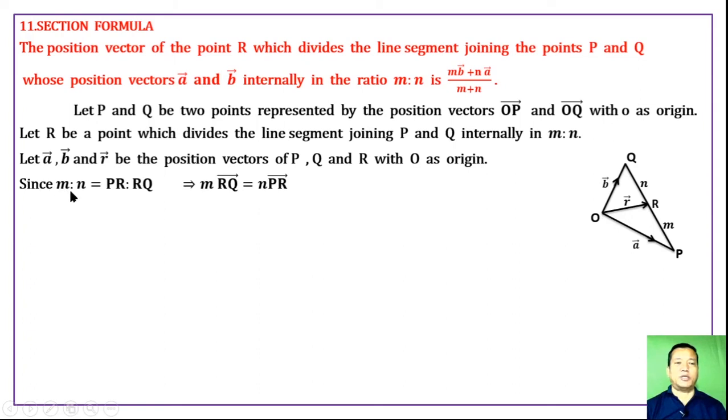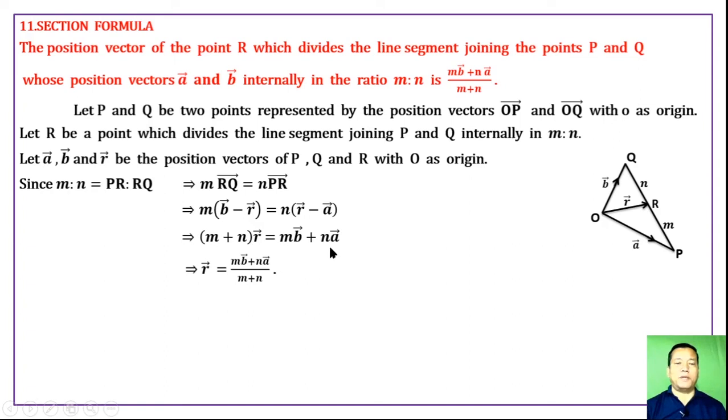Since m is to n is the ratio of PR to RQ, by properties of ratio and proportions we get product of extremes equals product of means. Both are vectors in the same direction, so RQ vector is position vector of Q minus position vector of R, which is b vector minus r vector, and PR vector is r vector minus a vector. Solving for r vector, r equals mb vector plus na vector by m plus n.